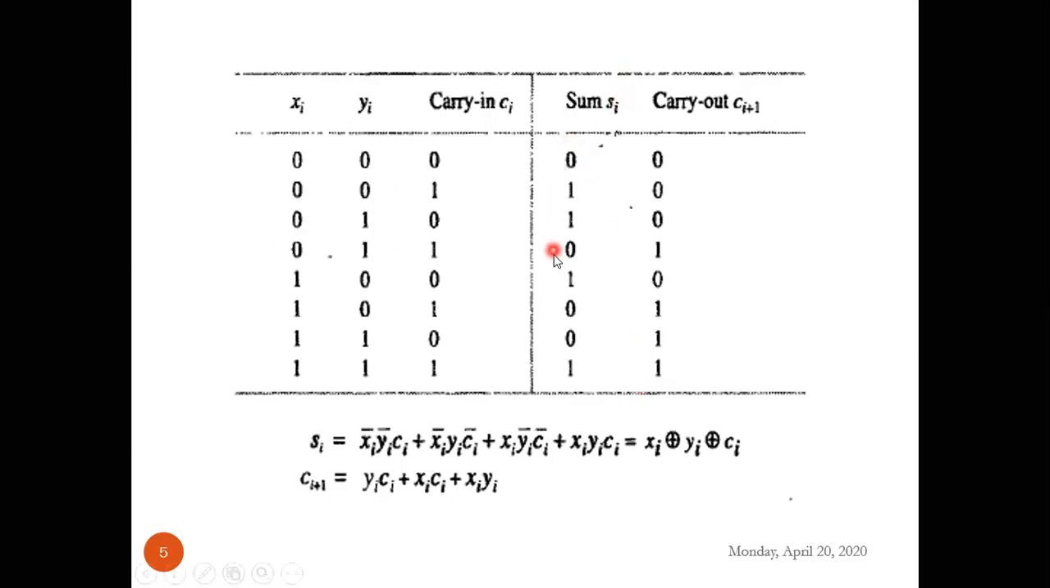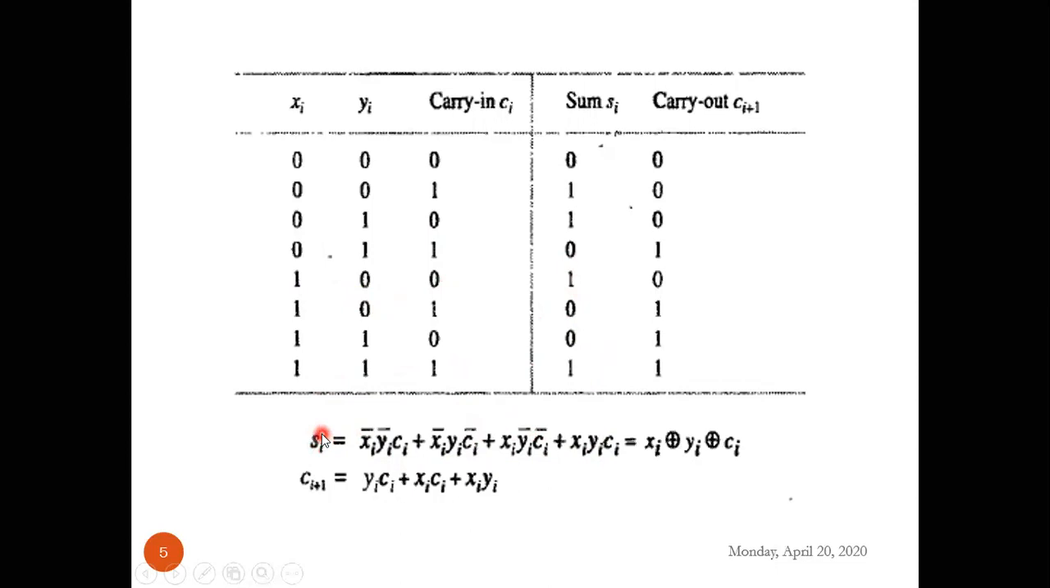So if I consider writing an expression for Si, wherever there is a 1, the equivalent product term I'll be considering. So 1 here, so the equivalent product term will be xi bar, yi bar, ci. So that is what I have written here. Plus again a 1 here, so xi bar, yi, ci bar. Then again a 1 here, xi, yi bar, ci bar. Then again a 1 here, xi, yi, ci. So this is the sum of product expression for Si.